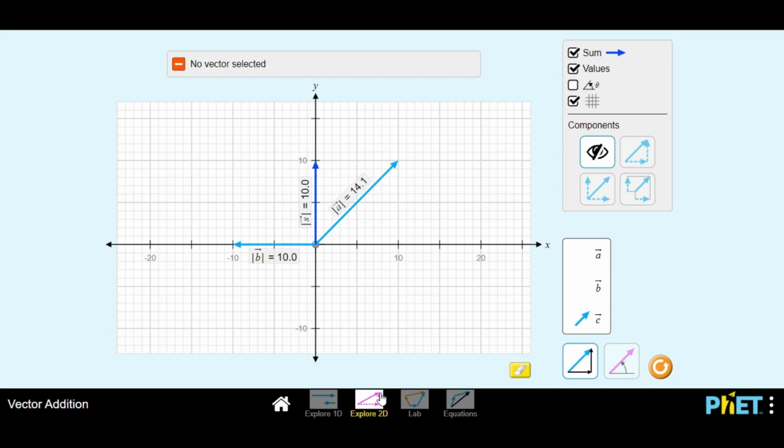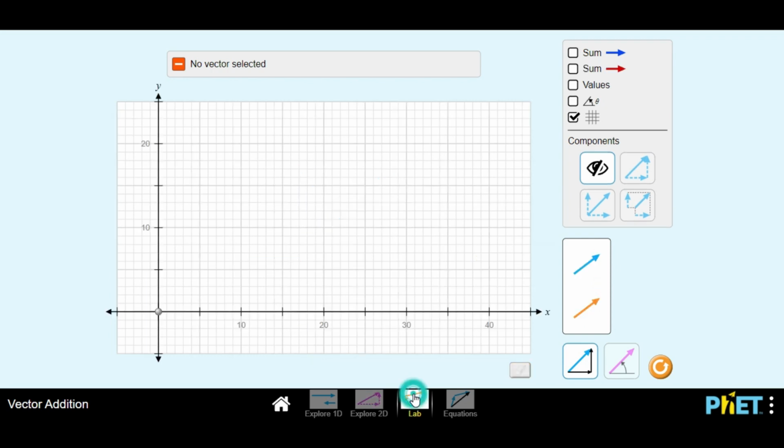Okay, the last one I would like to show you. Here I would like to show you how we determine the vector component when we have a vector that's not in line or parallel with the x or y axis. Like this. Let's say I set the vector like this. Let me show the value. The value is 21.2.